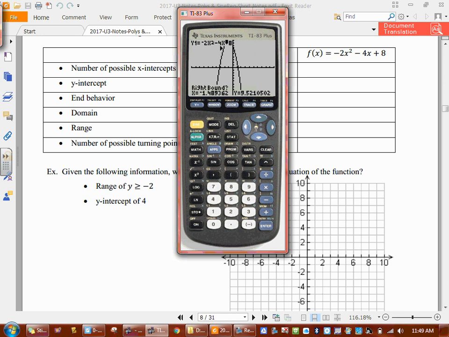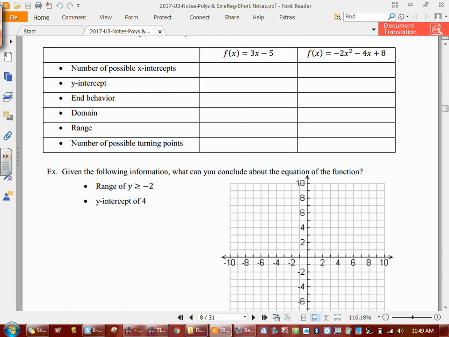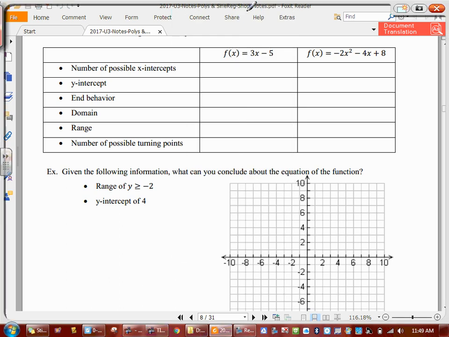So I am now going to go to my information here. So I got a vertex of -1, +10. My range uses the Y value. Okay? So the range uses the Y value of the max or min point. Okay, of the vertex.